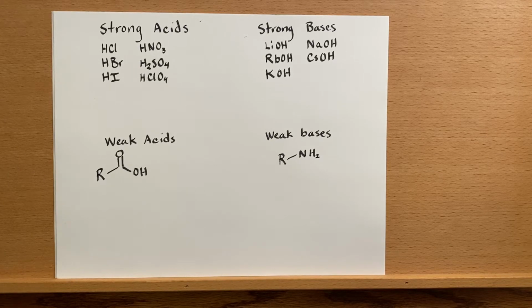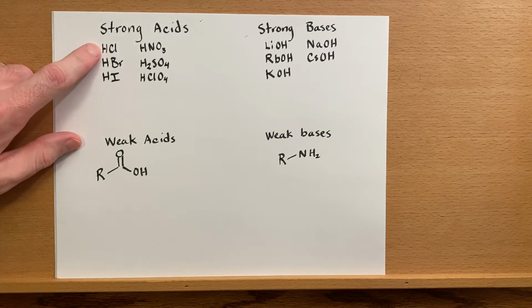Let's review the strong acids, strong bases, and some options for weak acids and weak bases. So, to begin with, what is a strong acid and what is a strong base? These are substances that will dissociate either completely or nearly completely in solution. That is, they're very strong ions. And let's start with the strong acids.